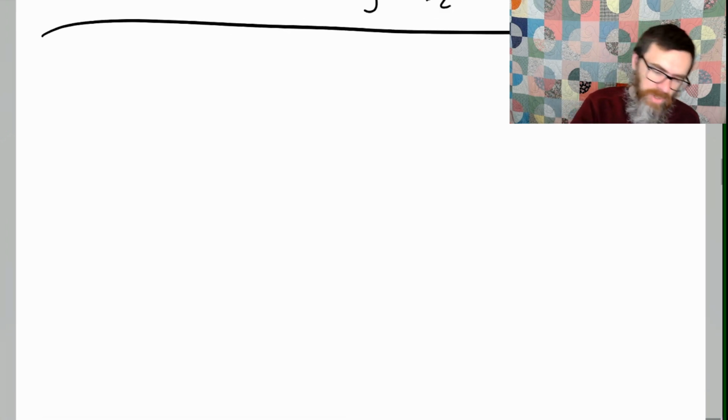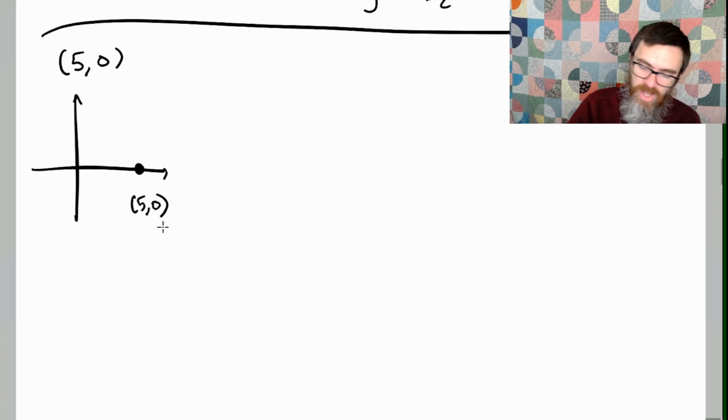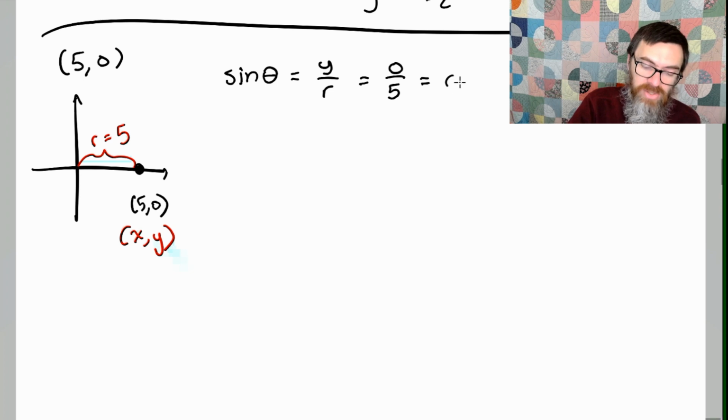In the next example, we are going through the ordered pair 5, 0. So here's 5, 0. We clearly see what our x and y values are. Your r is going to be this guy right here. So r is going to be 5. Let's do the same ratios that we had before. So sine is y over r, which is 0 over 5, and now sine is equal to 0.